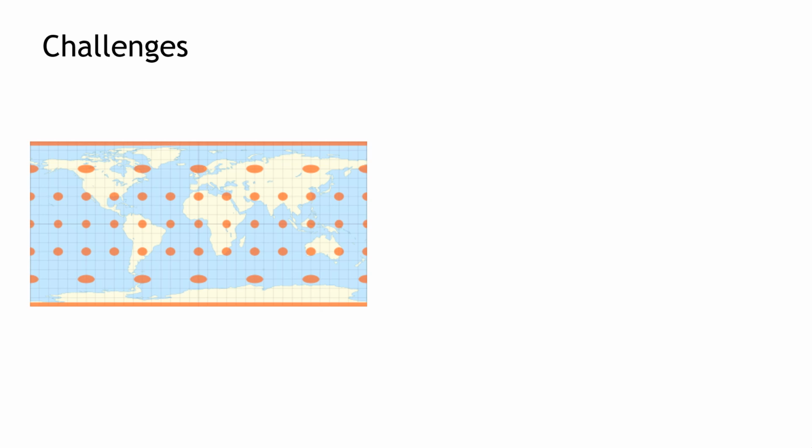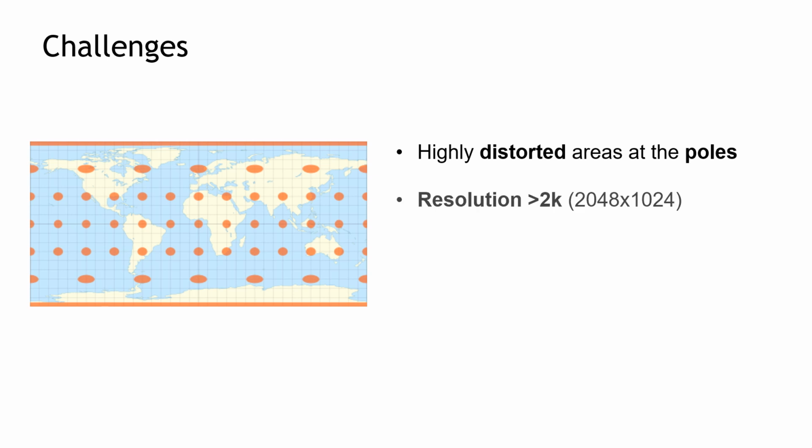However, 360 is different from perspective and existing techniques can't easily be adapted. This is because 360 images are highly distorted at the poles. Additionally, we are interested in high-resolution 360 imagery at 2K resolution or higher, as this helps create more immersive VR experiences. Current approaches cannot achieve this resolution because of high memory requirements.